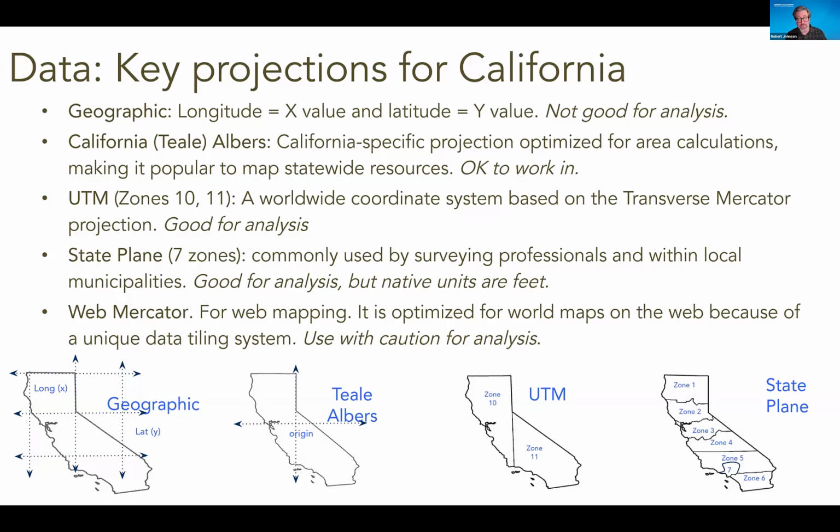And there's also Web Mercator, which is something you'll run into a lot if you're doing web mapping. It's optimal for a world map that you would see flattened out on a screen. It's not really great for analysis. It's really more of a visualization type thing, but it's very common if you're in the web mapping arena.